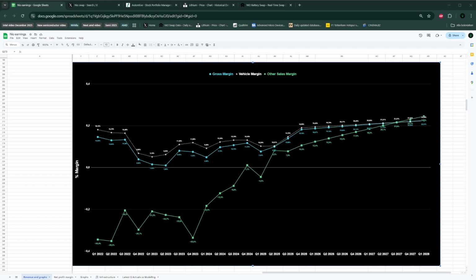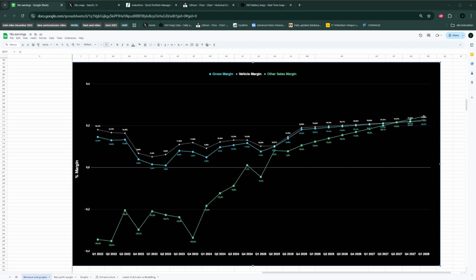And this is very realistic, because in automotive, once you reach around 20%, maybe in the best case scenario 25%, even if you sell much more cars, you still don't see an increase in gross margin, because there's so much competitiveness in this market. So the other sales margin, though, at some point will start to exceed the vehicle margin.